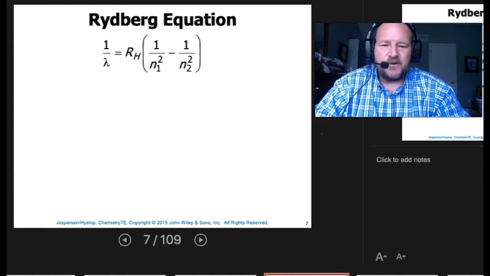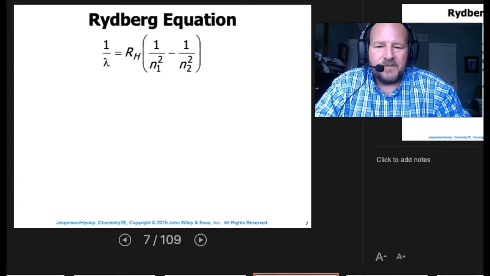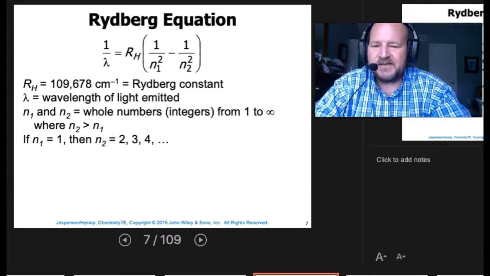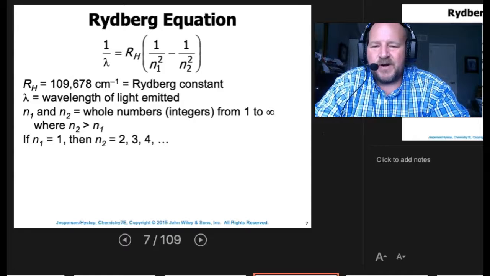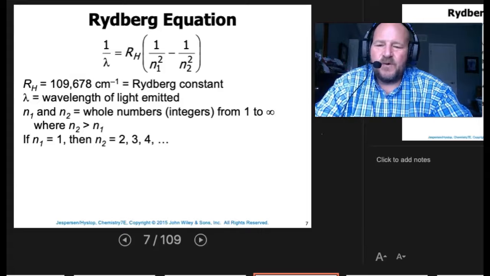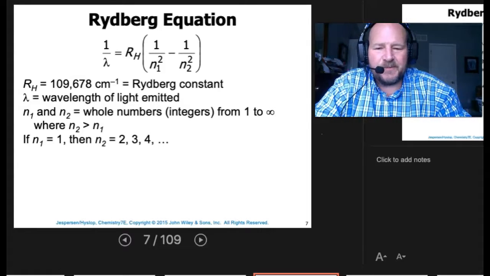Now, Rydberg does get his own equation. He says 1 over lambda is equal to his constant times 1 over n1 squared minus 1 over n2 squared. So R_H is going to be the Rydberg constant. Lambda, of course, is the wavelength of the light being emitted. n1 and n2 are going to be whole number integers from 1 to infinity, where n2 has to be bigger than n1. If n1 is equal to 1, then n2 has to be equal to 2, 3, 4, 5, 6, 7, whatever it may be.